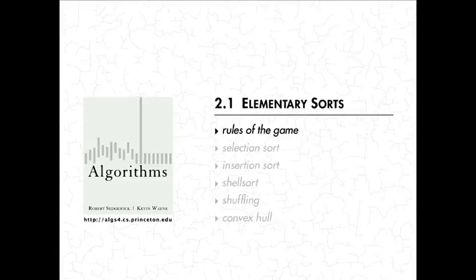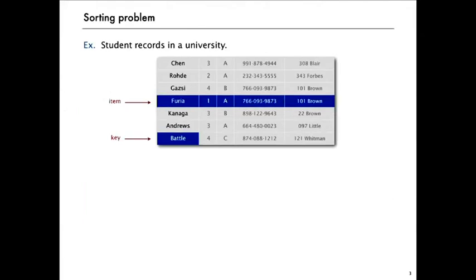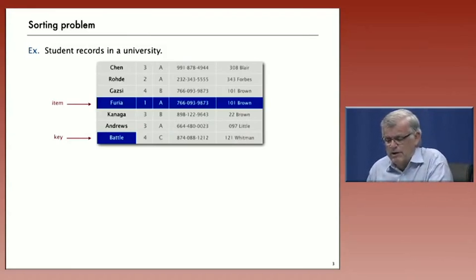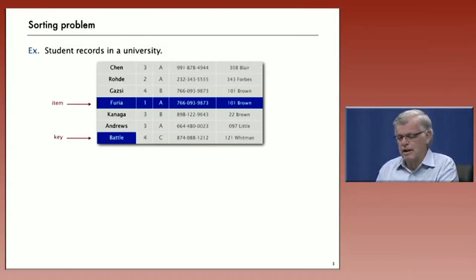Okay, what are the rules that we're going to follow? Well, let's start with looking at a typical basic sorting problem. Say a university has student records, and for every student, there's a certain amount of information. Maybe there's a class number, a grade, a phone number, maybe an address. So we refer to an item as a record, or the information that we're going to sort.